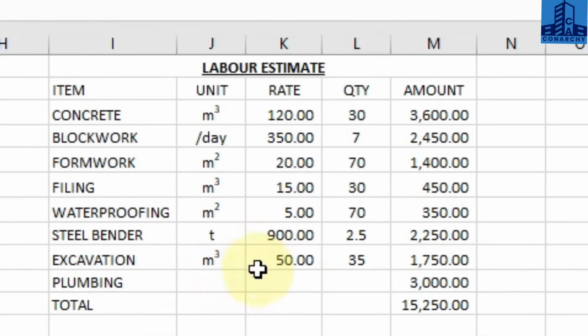And I think we talked about the excavation already. And this is plumbing. So this is a plumbing estimate.